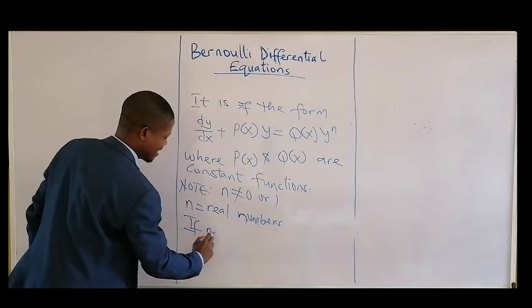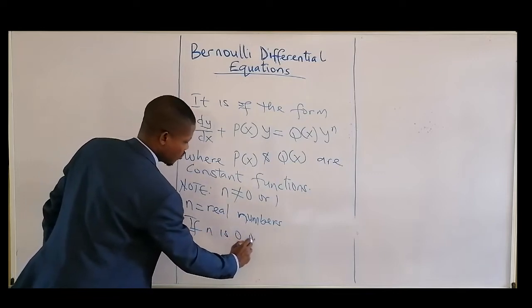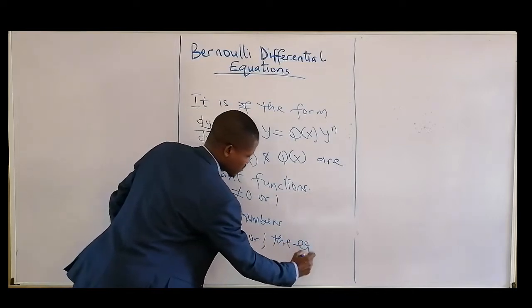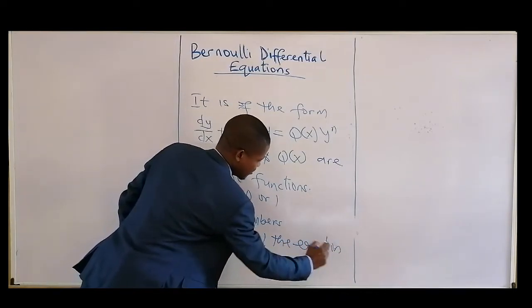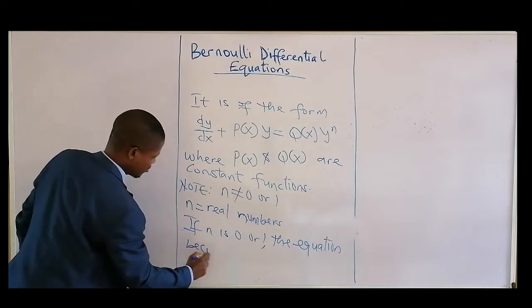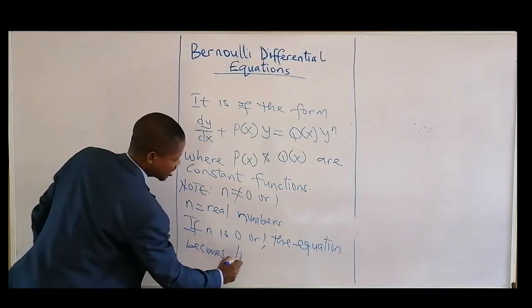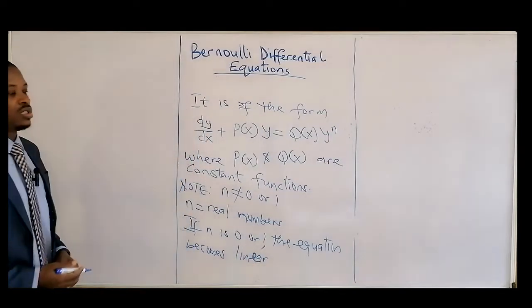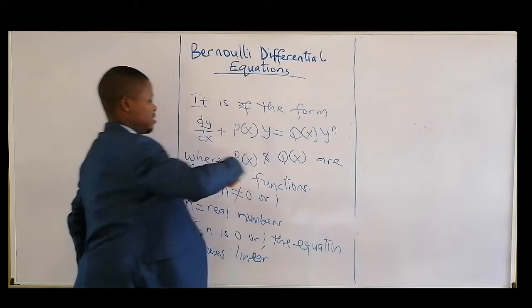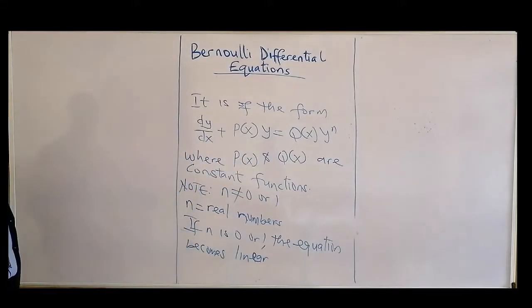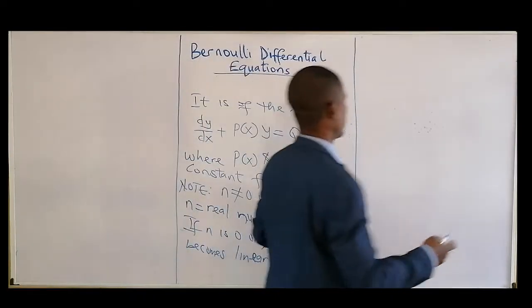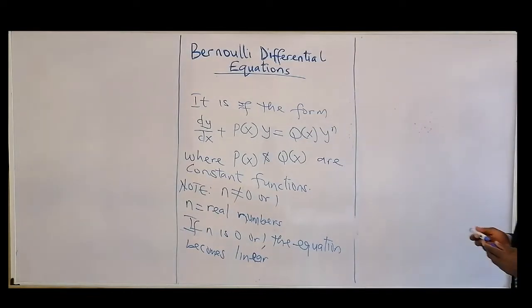If n is 0 or 1, okay, the equation becomes what? The equation becomes linear. It becomes a linear differential equation. If your n is 0 or 1, then the equation becomes linear. The next thing we want to look into now, how do we solve it? How do we solve Bernoulli differential equation?